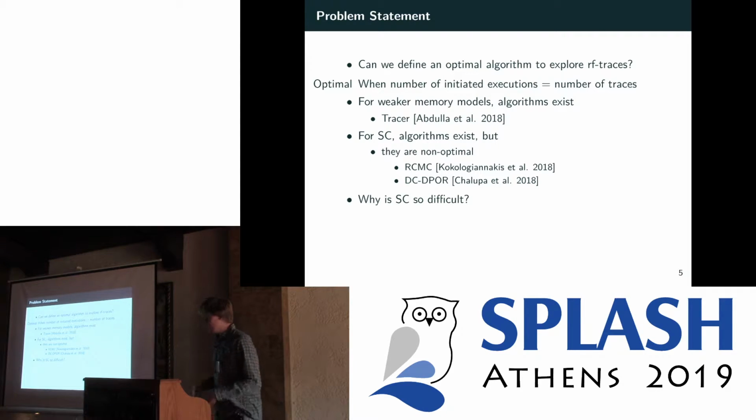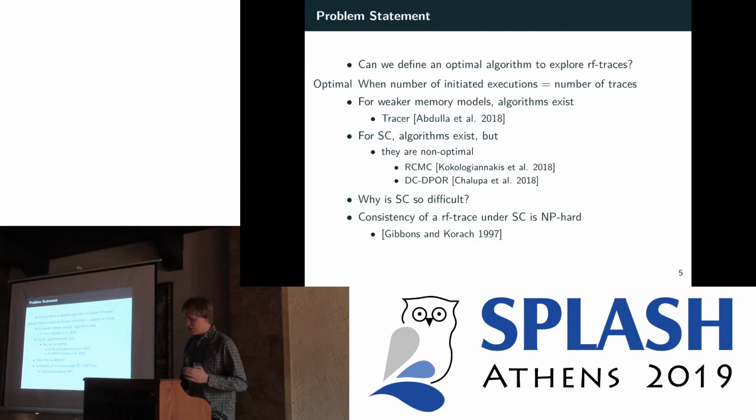So why is it so hard to do an optimal algorithm for SC? The intuition is a bit difficult, but there is a complexity result which says that the consistency of a reads-from trace is NP-hard under the sequential consistency memory model, from Gibbons and Korach.